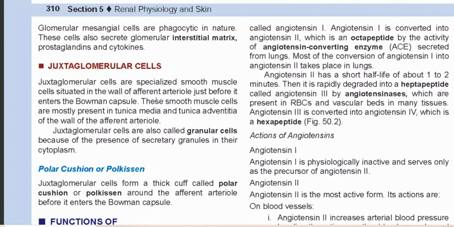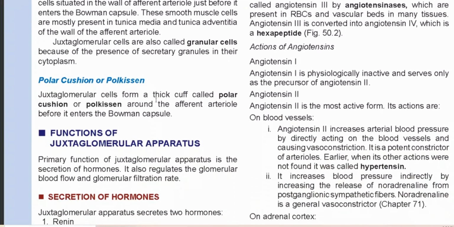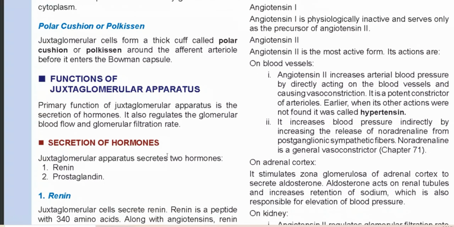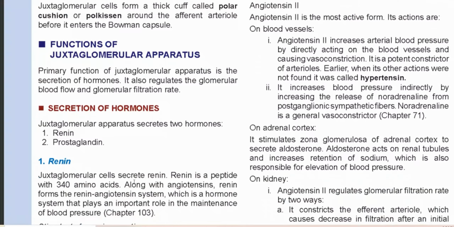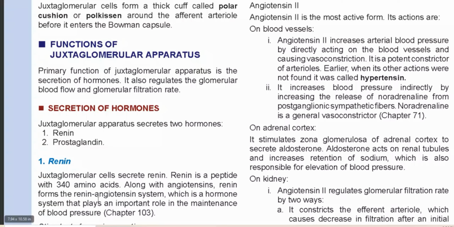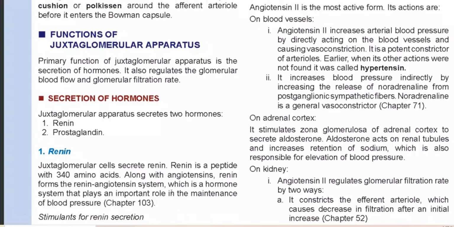Functions of juxtaglomerular cells: the primary function is that they secrete some hormones. Hormones like renin and prostaglandin are the most important hormones secreted by the juxtaglomerular apparatus. Renin is an enzyme and also a hormone, and it is secreted from the juxtaglomerular cells. Renin is a peptide molecule and it has 340 amino acids. Along with angiotensin, renin forms the renin-angiotensin system, which is a hormone system that plays an important role in maintenance of blood pressure. That we will discuss in the blood pressure chapter.